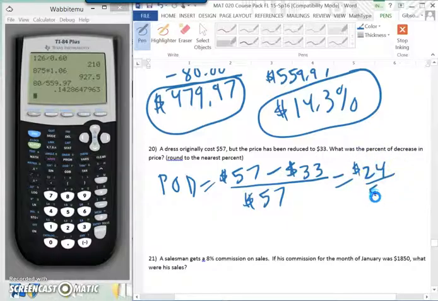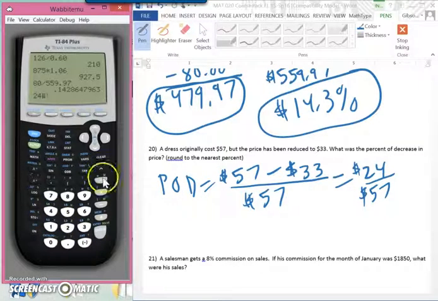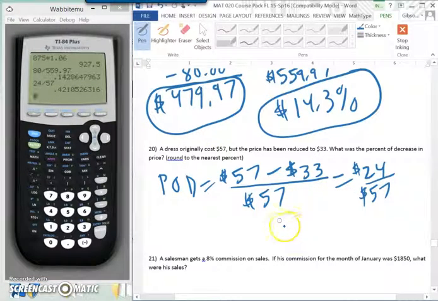So it'd be $24 over $57. So we could take 24 divided by 57. And that will give us, if you notice here, they want us to round to the nearest percent. So this will give us 42%. So that's your percent decrease: 42%.